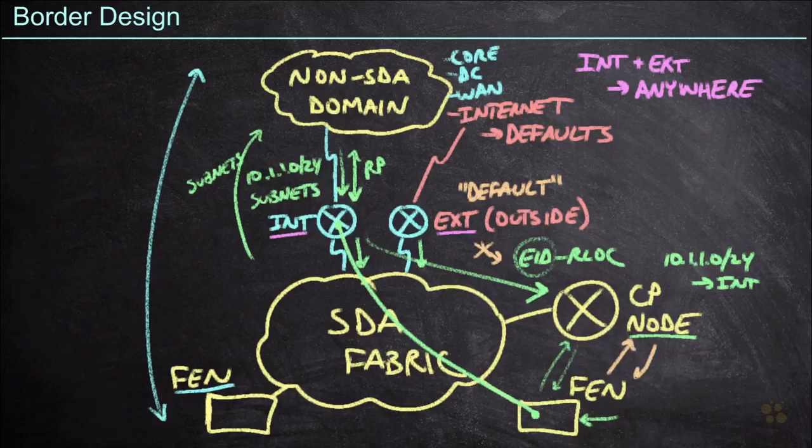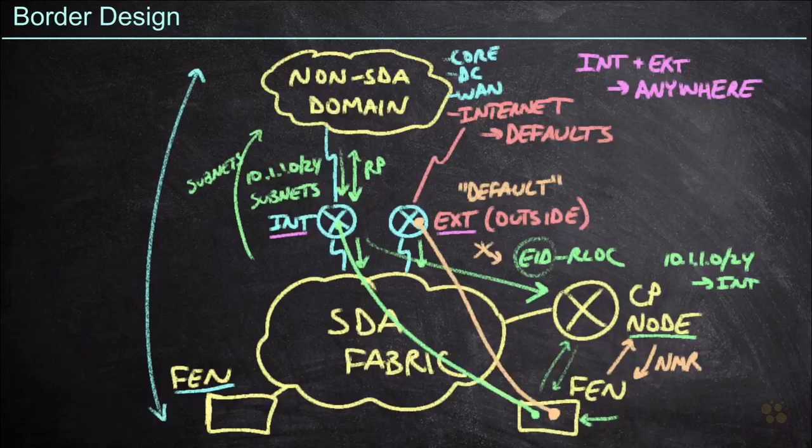At that point, the control plane node will send back a negative map reply. It's a map reply that basically says, I don't know where this network lives. At that point, we might expect the fabric edge node to simply drop that packet. However, instead, when we have an external border node configured, the fabric edge node will take that packet, encapsulate it into a VXLAN tunnel, and send it to the external border node. The external border node is our best hope for arriving at an unknown network, and so we're simply going to send all of our traffic to it when we don't know where the destination lives.